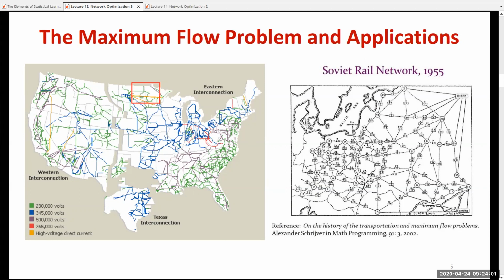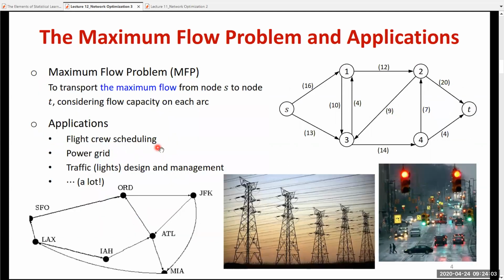And the second application is flight crew scheduling. So suppose you're a manager of an airline company. You want to deliver flight crew from A to B, for example, from San Francisco to Atlanta. Then the question is, how would you deliver at most? You may say, okay, easy. Let me just send a special flight and put all my crews there.